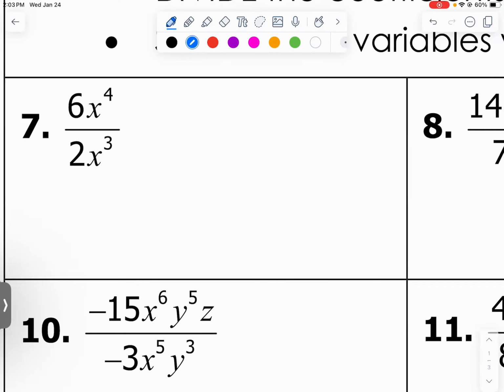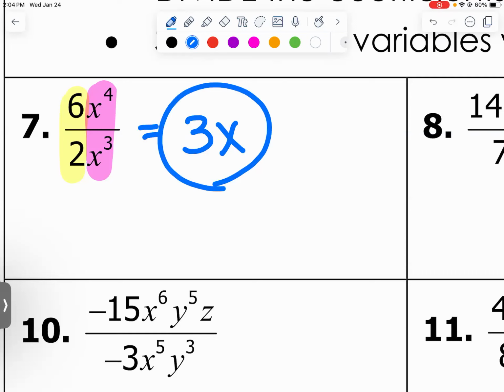Now let's talk about number 7. What happens if we have coefficients? Same thing. We need to take care of our coefficients like we normally would. What is 6 divided by 2? Then we can talk about, okay, well, now I have exponents with the same base. We're dividing so we can subtract. Just 3x.